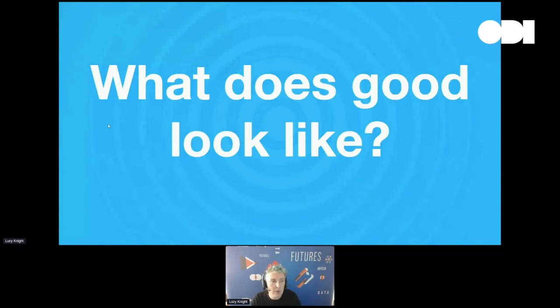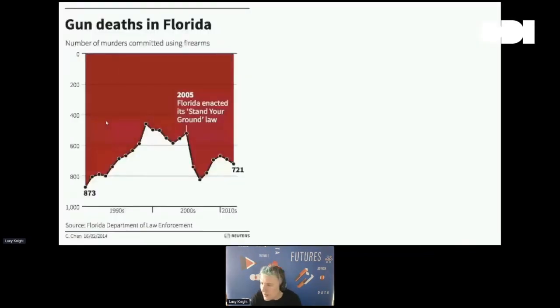We know what's problematic. Anybody seen this example before? What's wrong with this one? It's got all sorts of problems. Upside down, yes, Phil. Absolutely. Yeah, the creator has inverted the y-axis. Okay. So what we've got here is something that claims to show, well, does show, the gun deaths in Florida over a number of years, with a particular marker there, talking about when Florida enacted its stand your ground law.